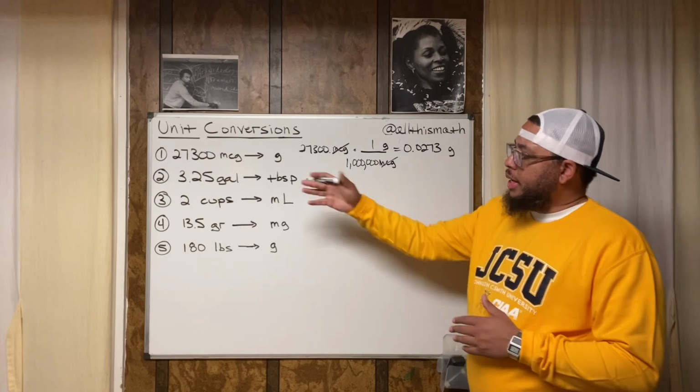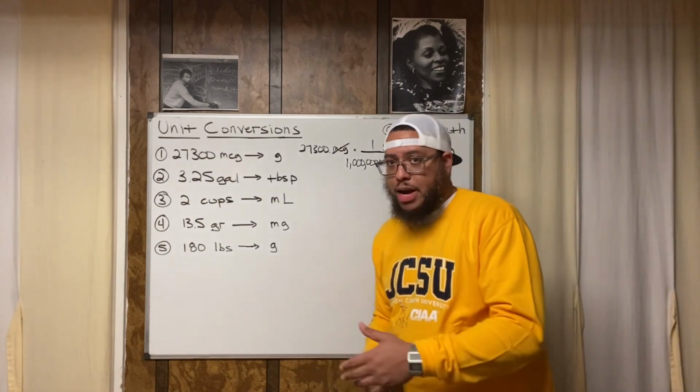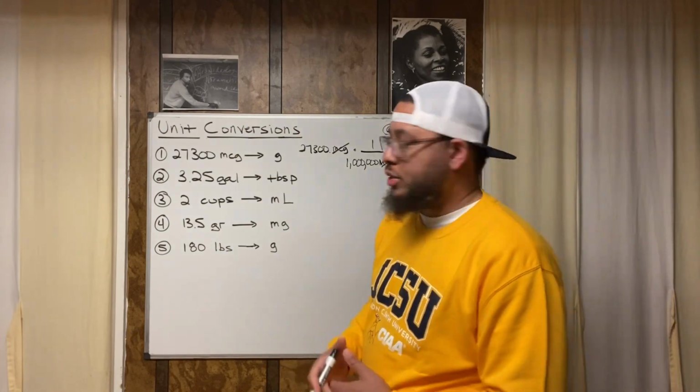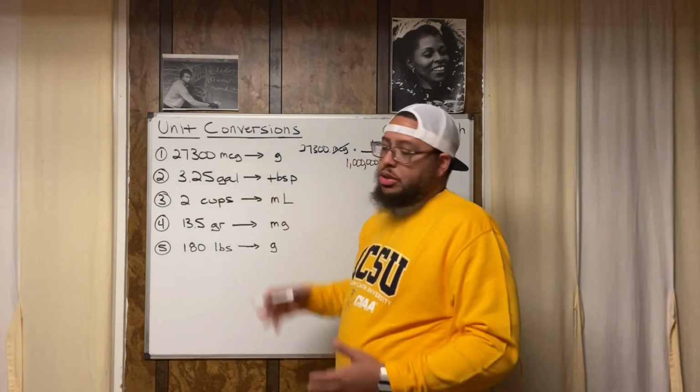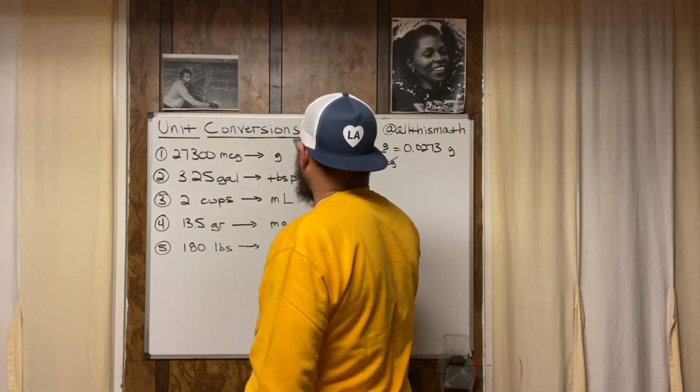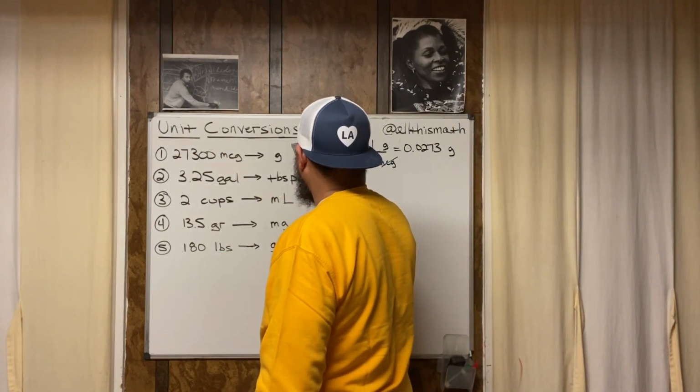That's number 1. Now let's go to number 2. We're going to do the same process over and over again. This is how you master things, by doing the same process over and over again, just with different numbers. The game don't change, only the players. So we start out with 3.25 gallons.